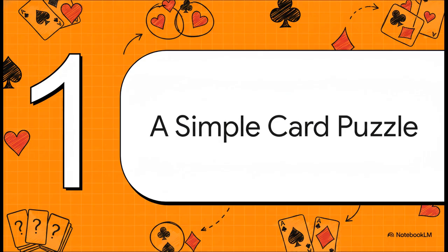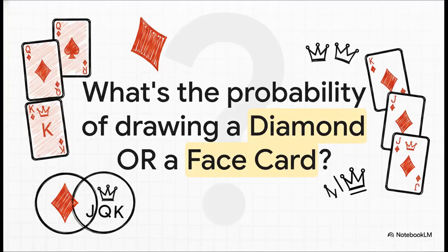We're going to use something we're all familiar with, a standard 52-card deck. Now, the question I'm about to ask seems pretty simple on the surface, but trust me, there's a neat little trap hidden inside. So here it is, our big challenge for today. You're going to draw just one card. What are the odds? What's the probability that it's either a diamond or a face card? And by face card, I mean a jack, queen, or king.